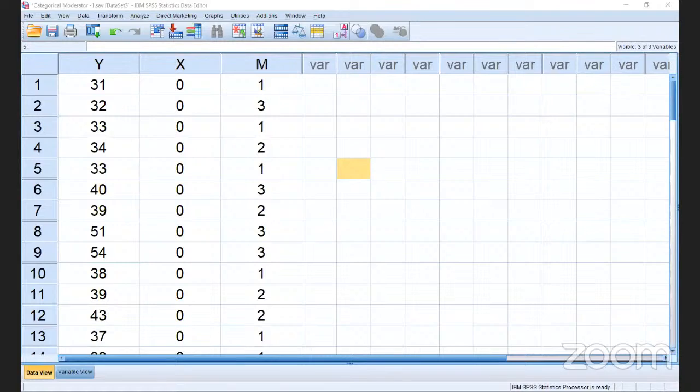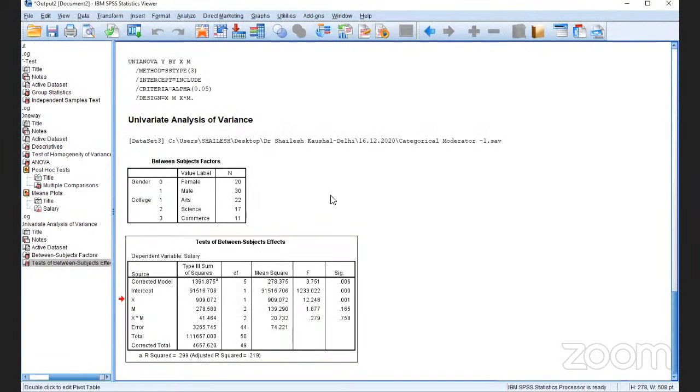Then we will get the output. So I am showing you the output. Now we want to check the output. Through this output, there are two categories of gender: 20 female and 30 male. And for college, there are three types: arts college, science college, and commerce college. So 22 teachers are in arts college, 17 in science college, and 11 teachers in commerce.